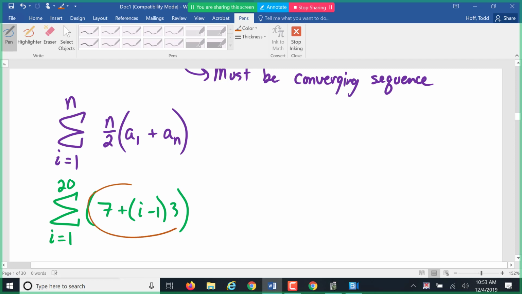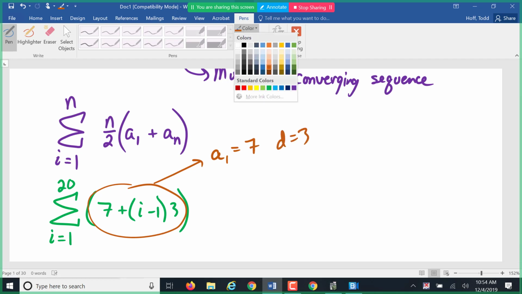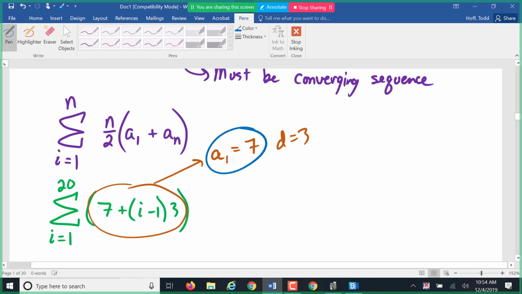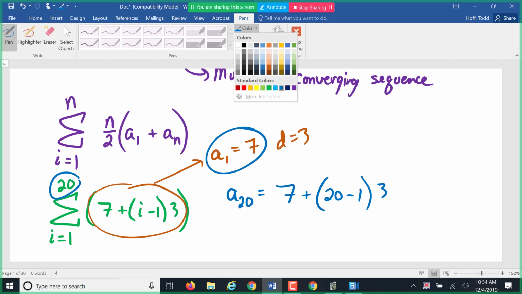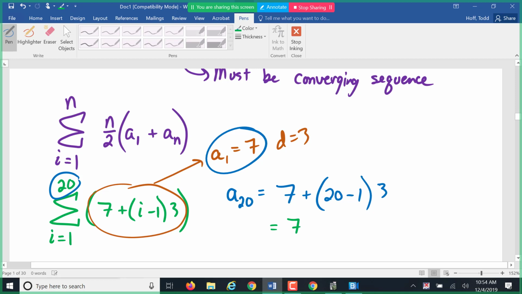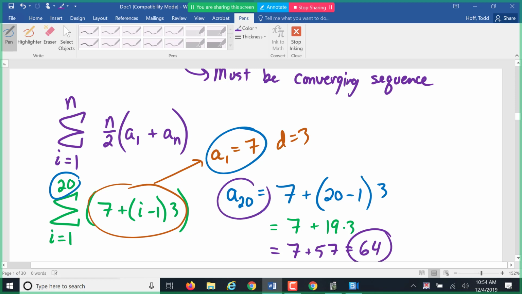First of all, this is just the general term. It's saying that a1 equals 7 and d equals 3. So a1 is just 7. Since we're going from 1 to 20, I need to find a20. So a20 is going to be 7 plus 20 minus 1 times 3. That'd be 7 plus 19 times 3, or 7 plus 57, which is 64. So a20 is 64.